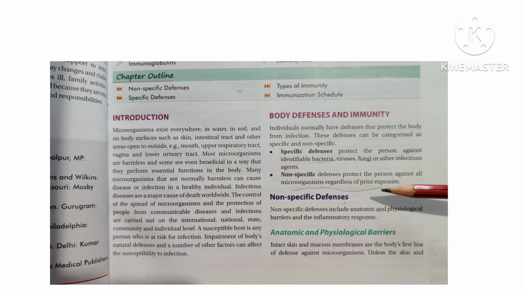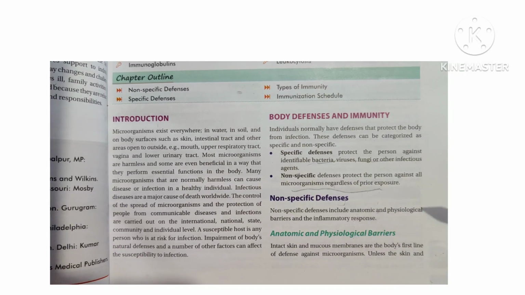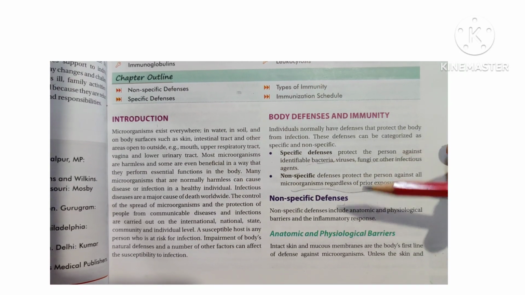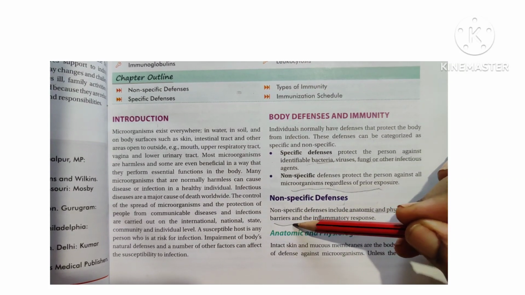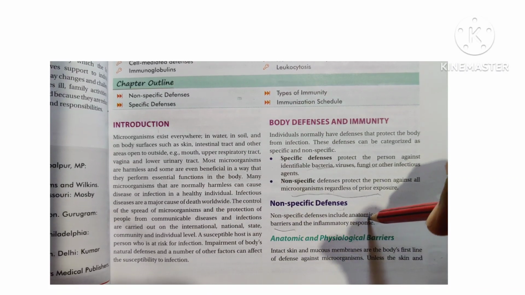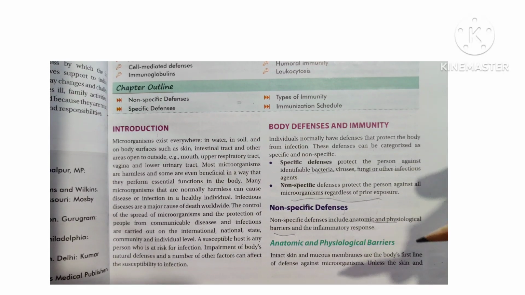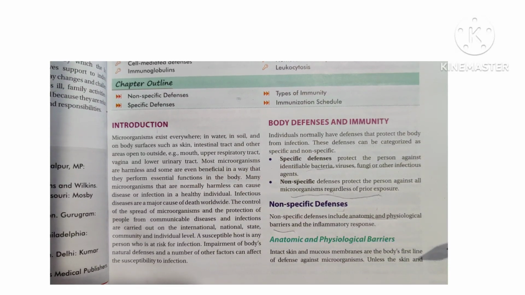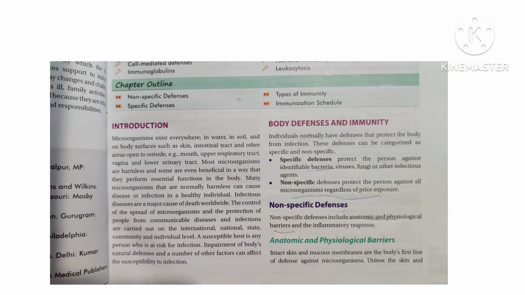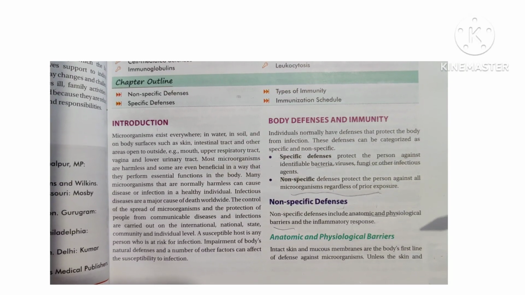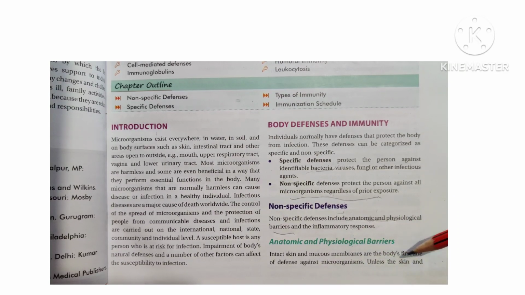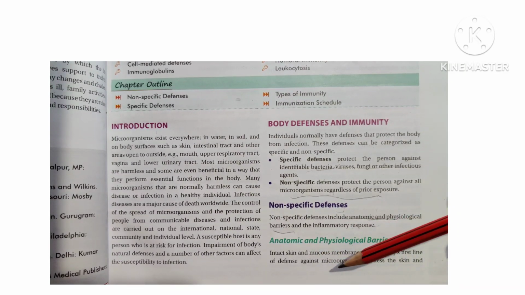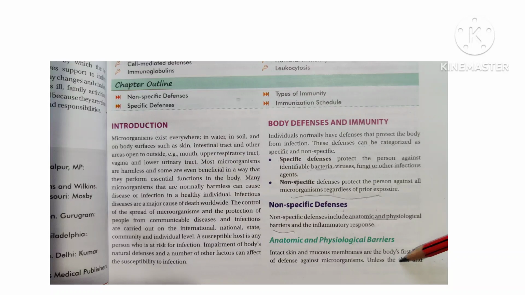Let's move on to the detailed explanation about non-specific defenses. Non-specific defenses include anatomical and physiological barriers and the inflammatory responses. What are these anatomical barriers, physiological barriers and inflammatory response? We will be seeing in detail. First, we will see the anatomical and physiological barriers. Intact skin and mucous membrane are the body's first line of defense against microorganisms.